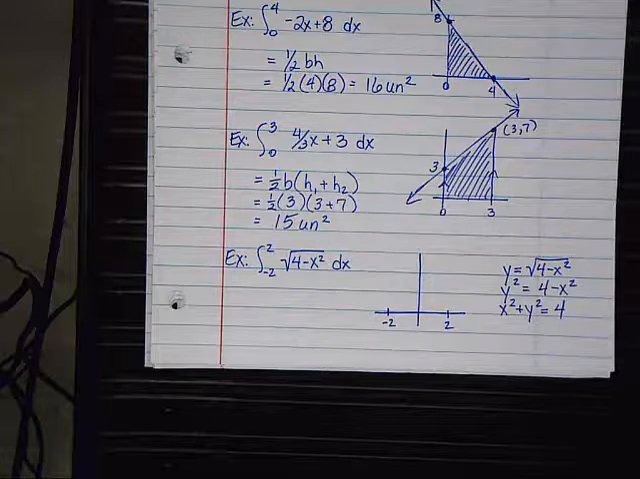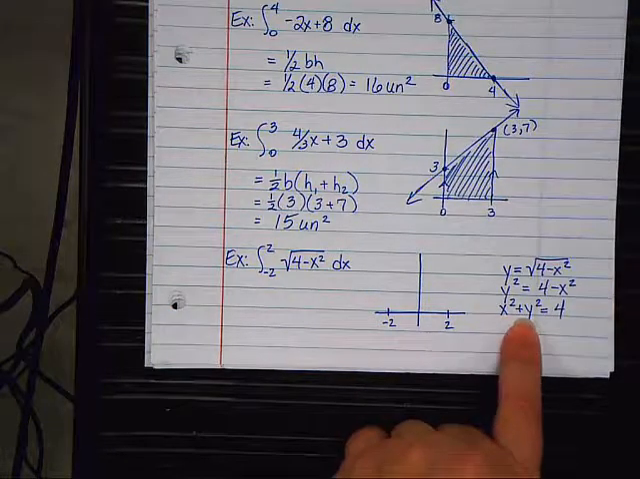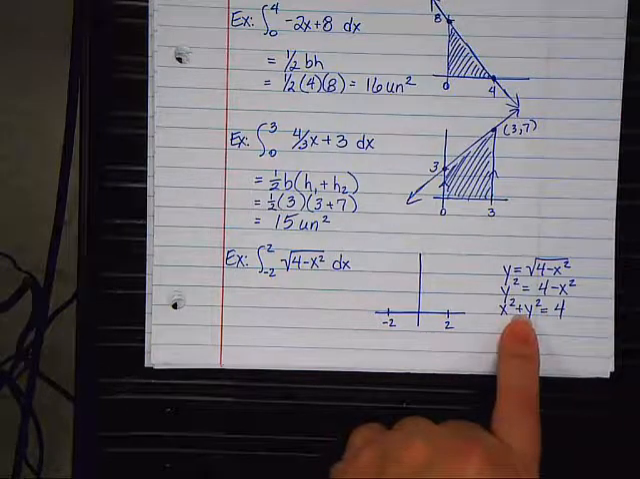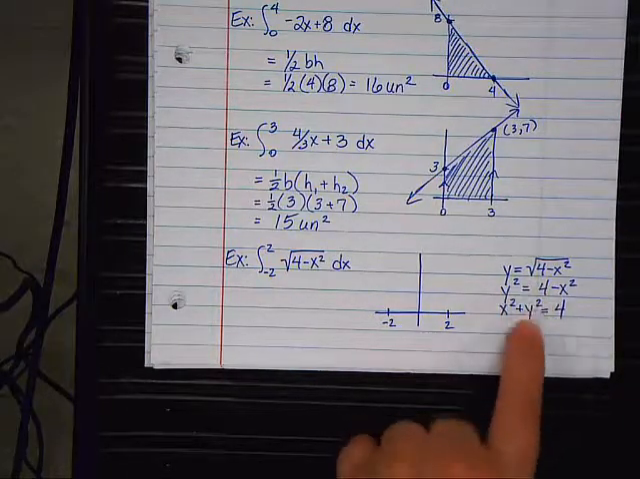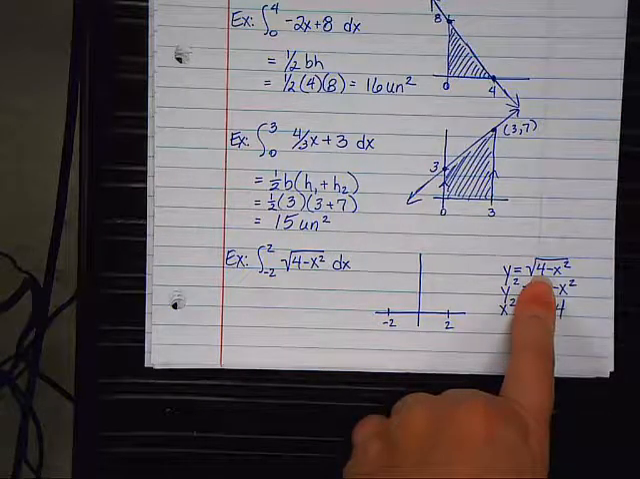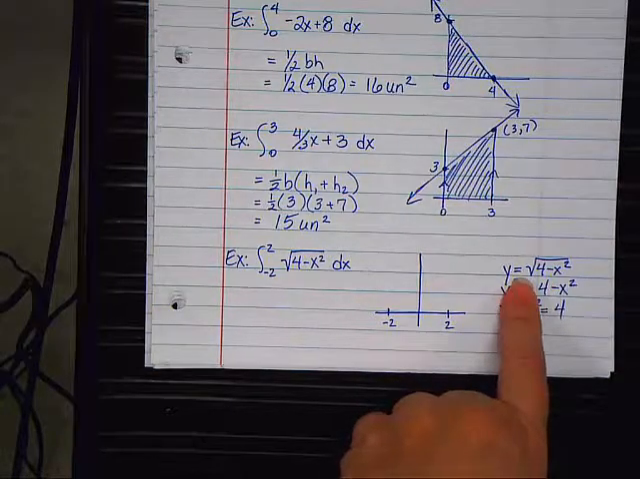Okay. What is its radius? 2. What is its center? 0, 0, because there are no numbers with the x and the y. Now, it is really not a full circle because of the square root. It is actually the top half of the circle. How do you decide that? Because it's a positive square root.